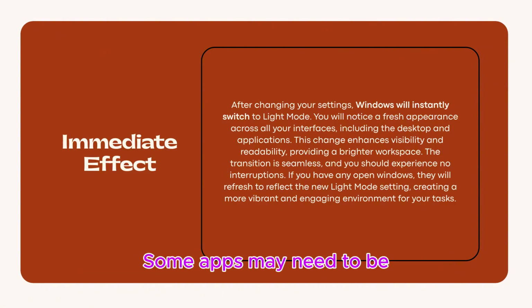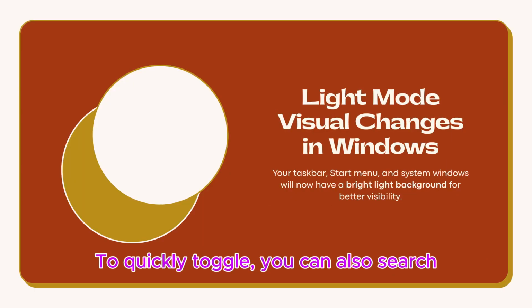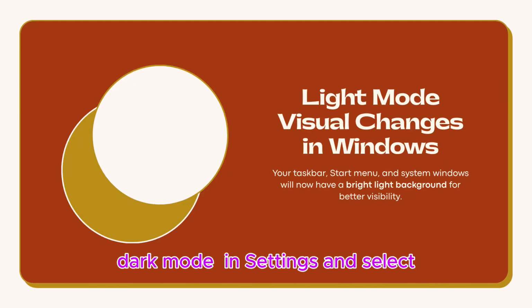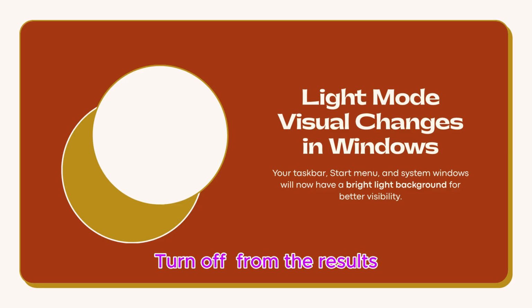Some apps may need to be restarted to reflect the change. To quickly toggle, you can also search dark mode in Settings and select Turn Off from the results.